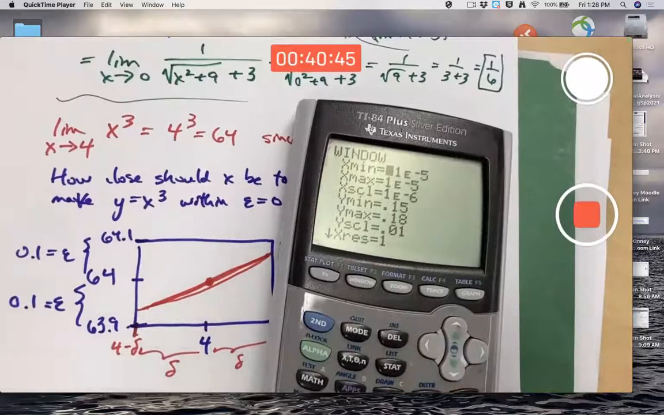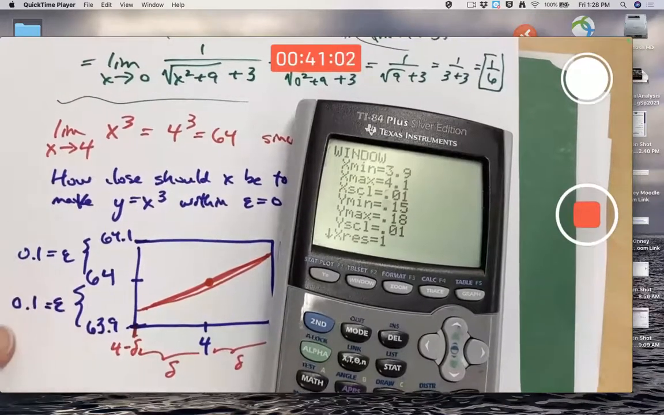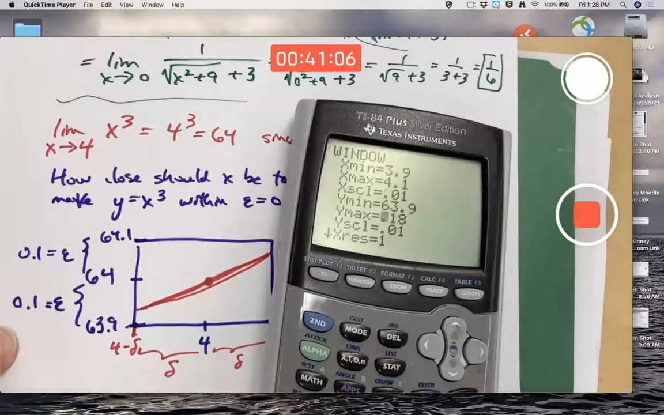I want my window to be centered on 4 in the x direction and symmetric. Let's just initially try 3.9 to 4.1 and make the scale like 0.01 or something. And in the y direction, I want it to be centered at 64. And in fact, since epsilon is 0.1, I want it to be from 63.9 to 64.1.